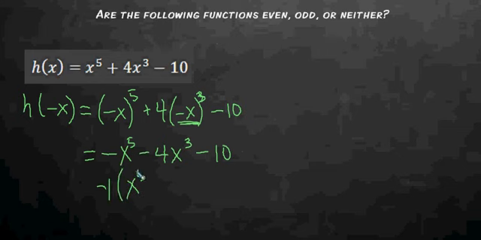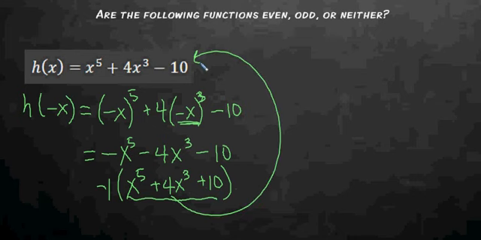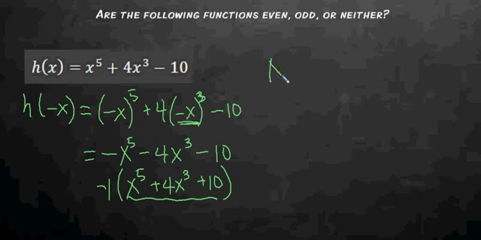So that would give me a positive x to the 5th plus a 4x to the 3rd plus a 10. And again, we look at our inside piece. And if our inside piece is identical to our original, then it is odd. Oh, look, this negative did not change down here. So it's not odd. Since it's not odd, then we cannot say that f of -x equals f of x, or f of -x equals negative f of x. So in this case, it is neither.